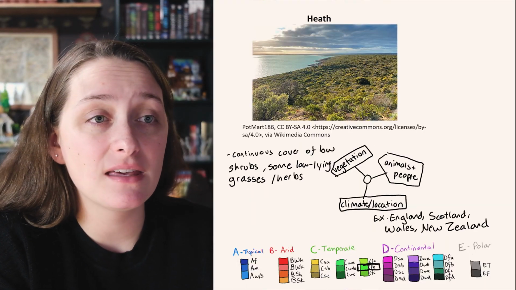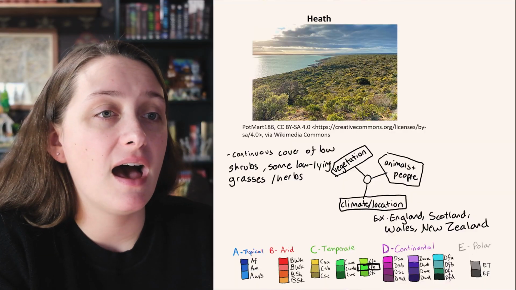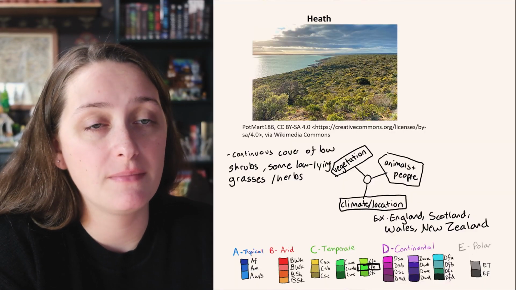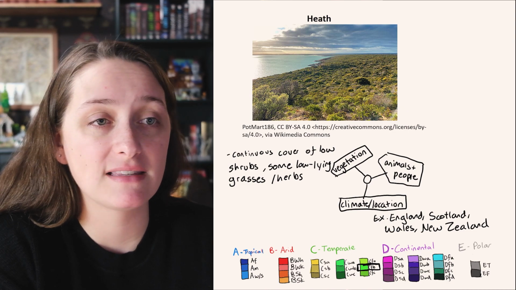Next we have heath, which is typically found in the West Coast marine climate, CFB. It's a continuous cover of low shrubs, occasional small trees or small groups of trees, and some lower lying small grasses and herbs.